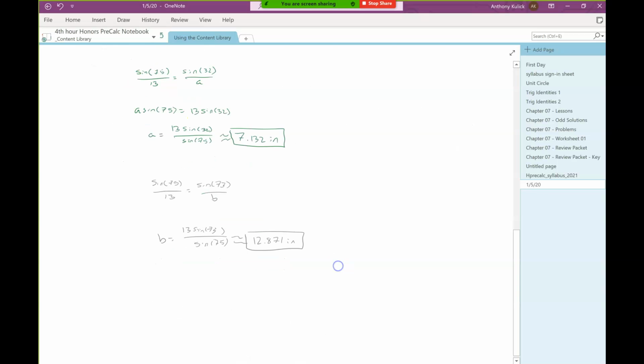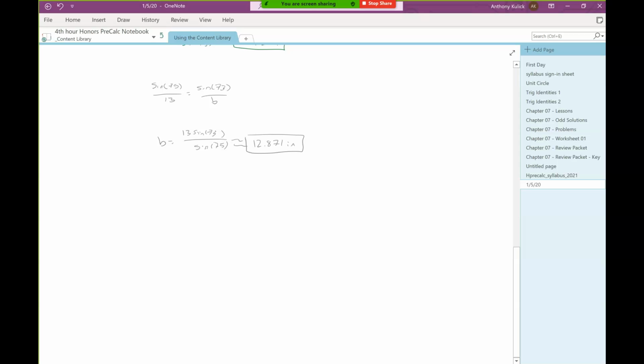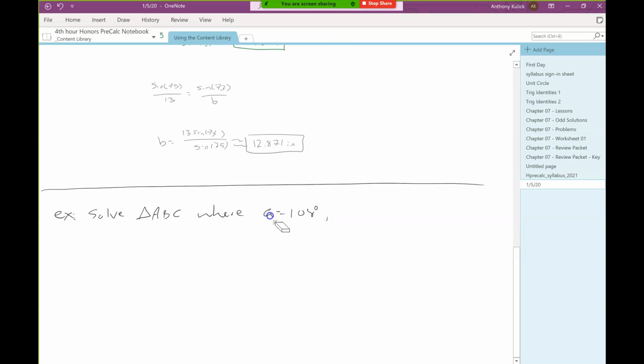Let's do another. So we're going to solve the triangle ABC, where angle A is 108, side A is 15, and side B is 10.